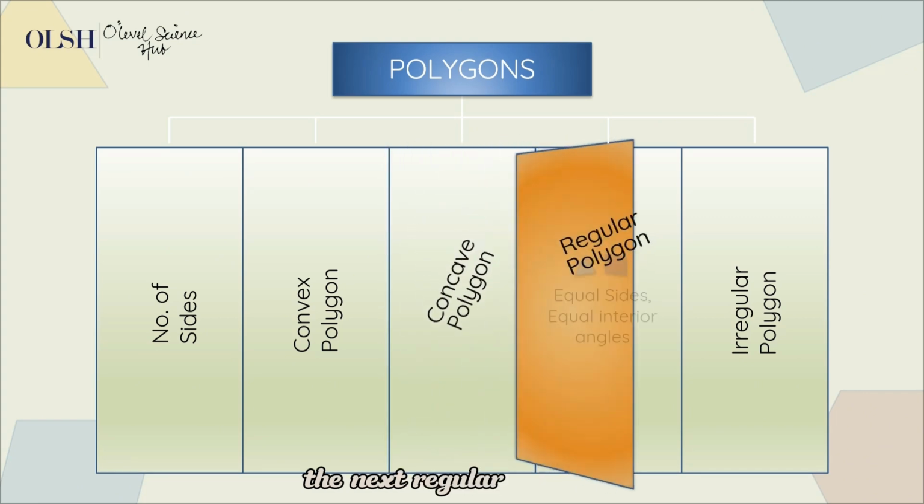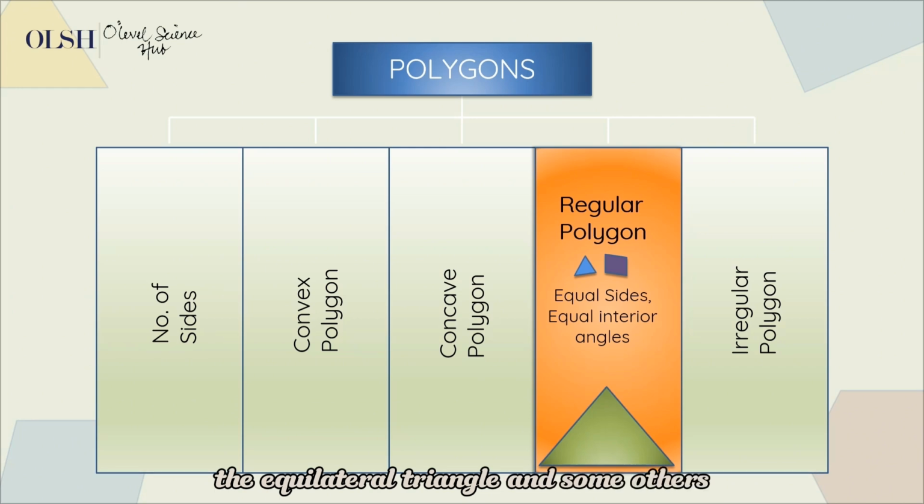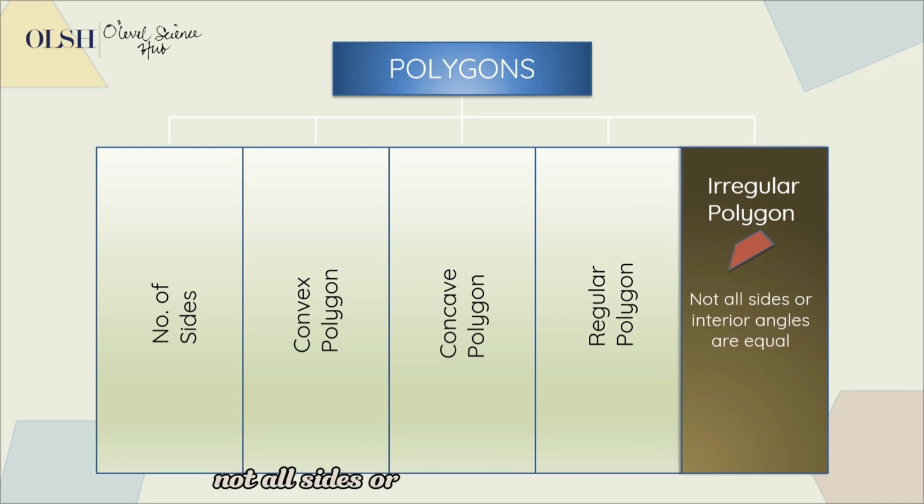The next, regular polygons. All sides and all angles are equal, and they include squares, the equilateral triangle, and some others. Irregular polygon. Not all sides or interior angles are equal. A lot also falls under this category. We have the isosceles triangle, we have the right angle triangle, we have the rectangle.